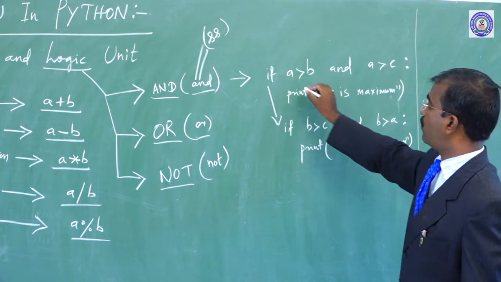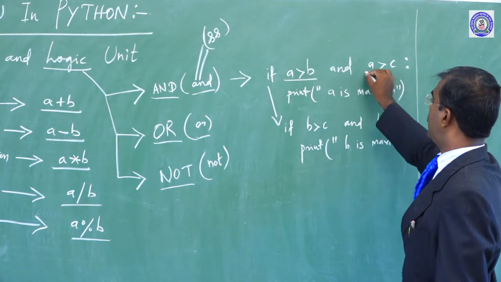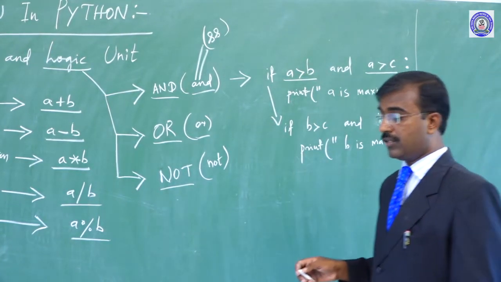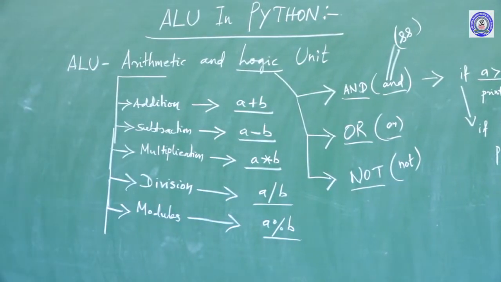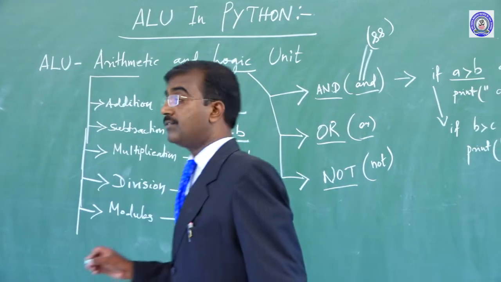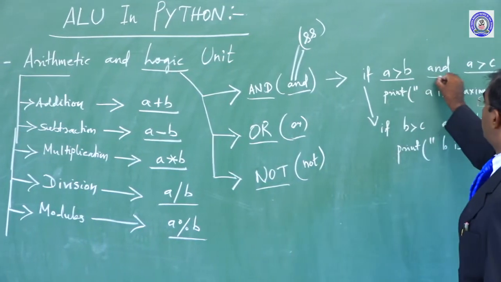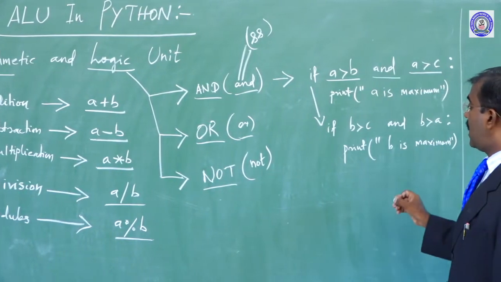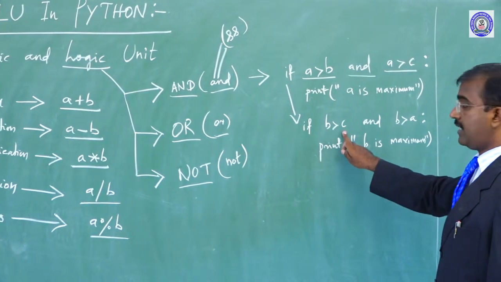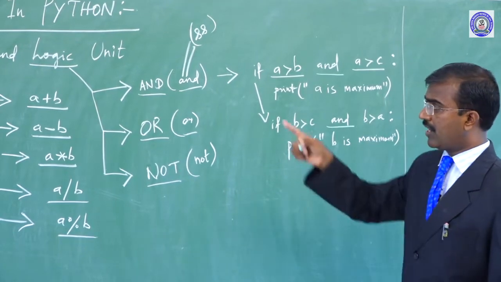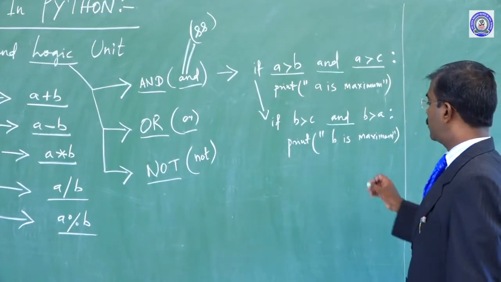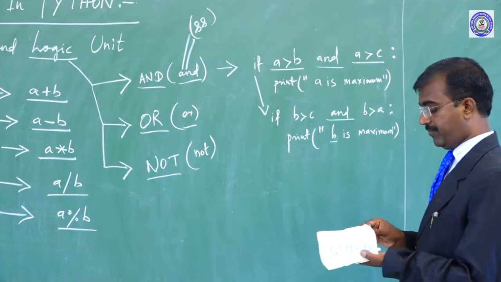This is condition number 1: if A greater than B and A greater than C. But here we are introducing a new reserved word, new keyword, that is called AND operation. Similarly, if B greater than C and B greater than A, the AND logical unit we will introduce. So B is maximum.